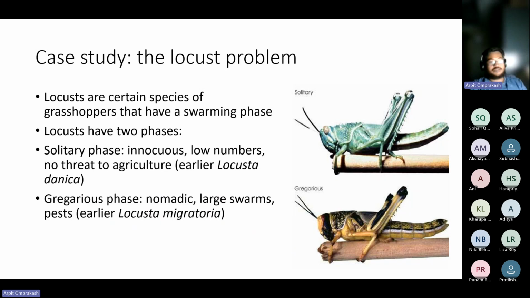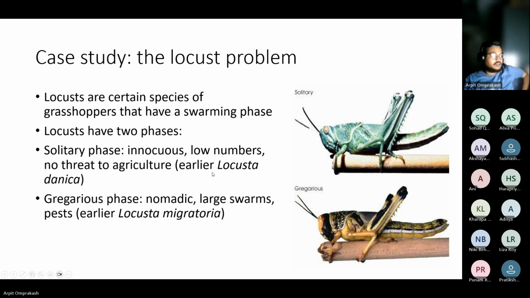So I talked about the locust case study. I'll just briefly go over it since we are almost out of time. Locusts have two phases. One is a solitary phase where they are colored like this. They are in low numbers and they are not threats to agriculture.